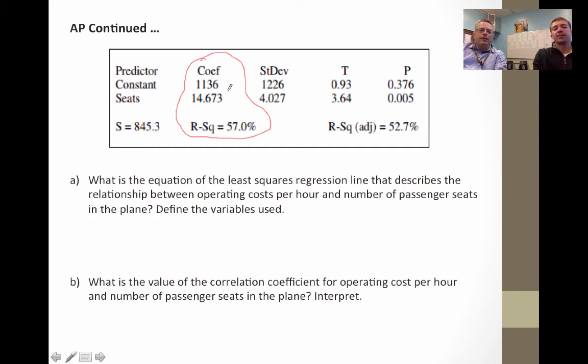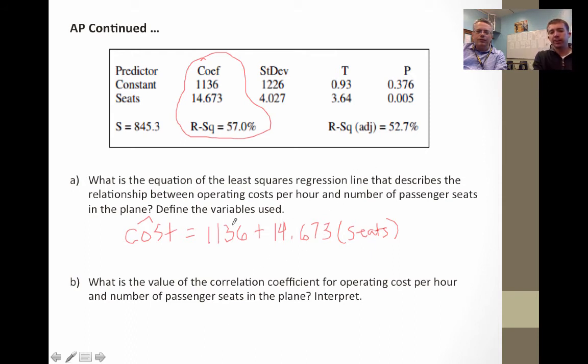They didn't ask which is explanatory or response, but the explanatory variable, the x variable, is seats, and the y variable is cost. So here, we'll do the number thing because they asked us to write the equation. Cost hat equals 11.36, 1,136, plus 14.673 times the number of seats. So on average, for every additional seat, it costs $14.67 more. That's what this is telling us.